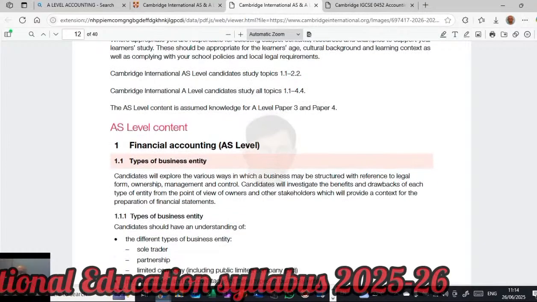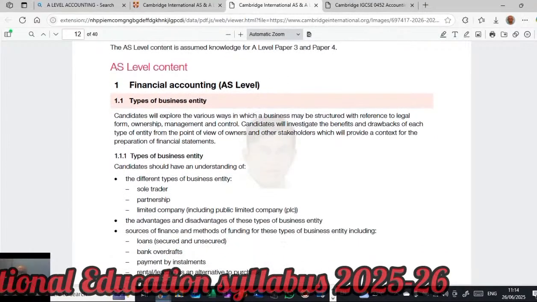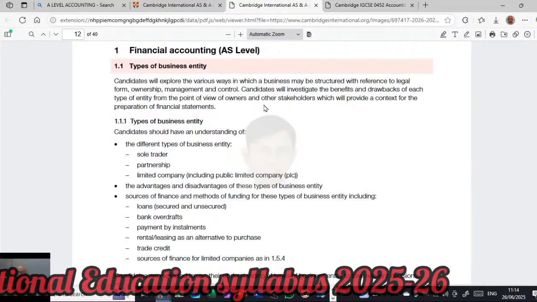So AS level content. What all will be the AS level content? First, types of business entity. What are the various types of business entity? The different types are sole trader, partnership, and limited company. Who is a sole trader? A sole trader is when you as a person start your own business. When a single person starts a business on his own, he is called a sole trader. Sole means one; only one trader is involved. So he starts the business and runs everything on his own.